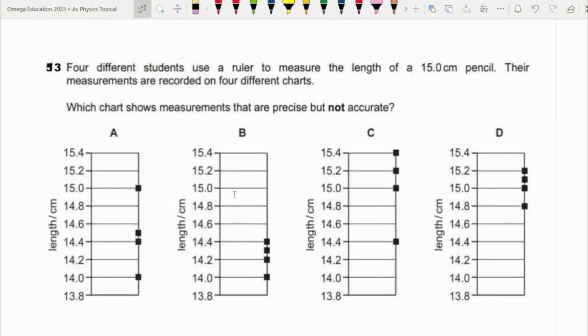Okay, moving on to the next one. Question number 13. So we need to show the chart which is precise but not accurate. So the true value is 15. So the values should not be close to the true value, but they should be close together. So B is the right answer for this one. You see in option B, the values are quite close to one another, but they are not close to the actual value. And D is the one that is precise as well as accurate, but we have to choose the precise one but not the accurate one.